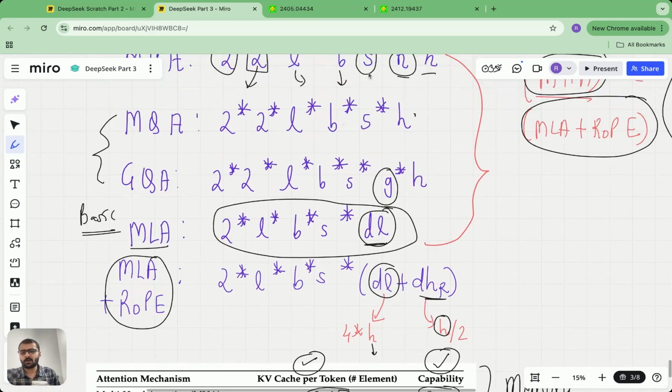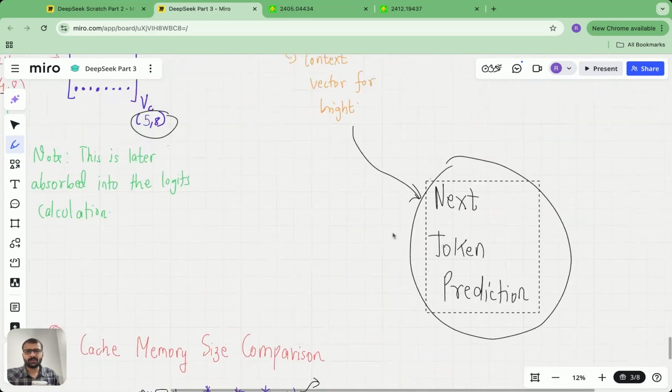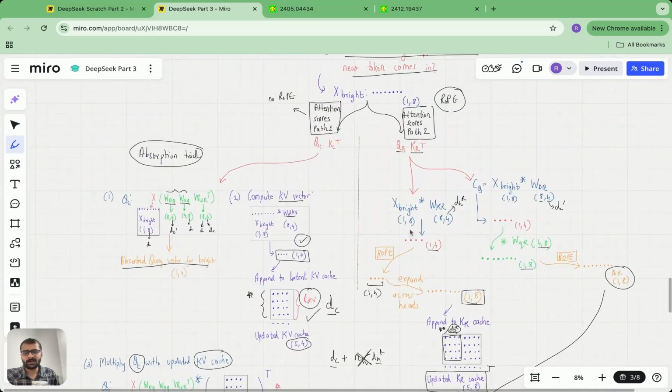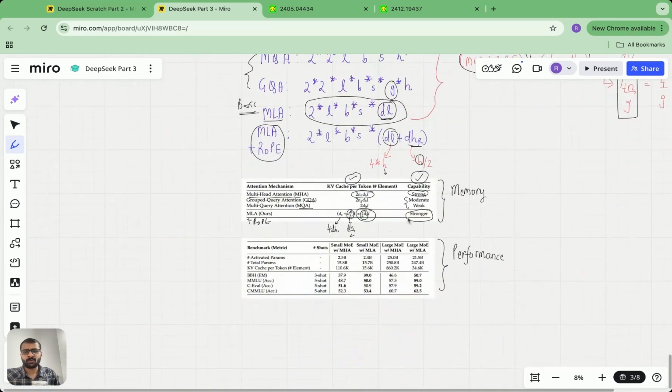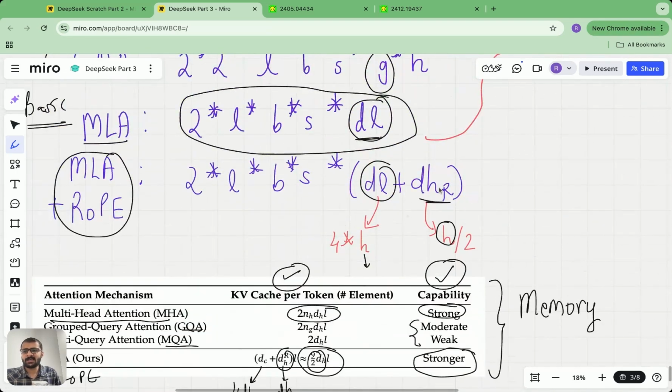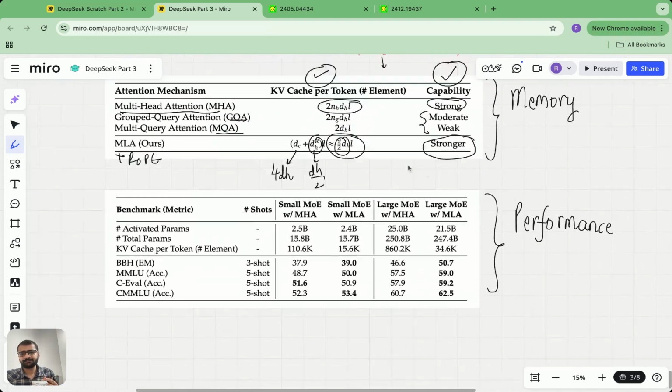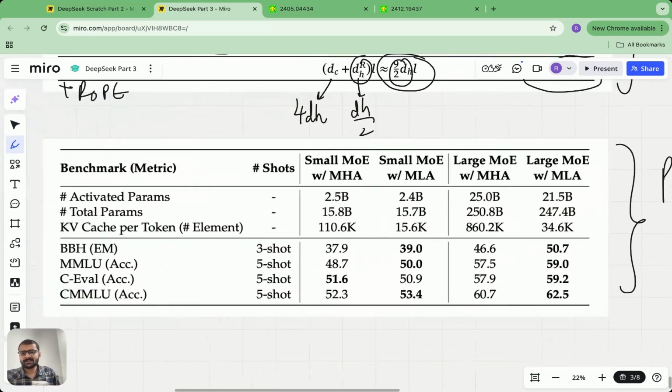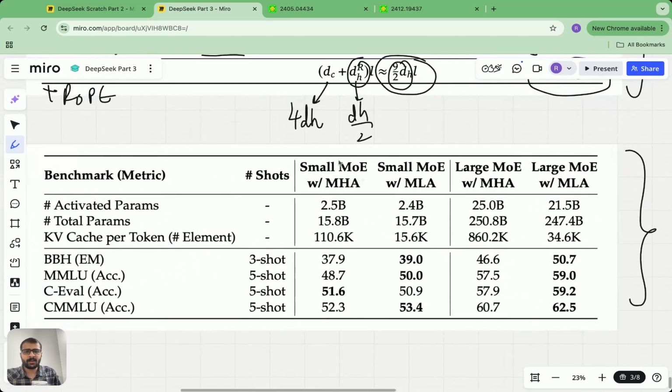I hope all these formulae make sense to you now. Once you visually understand what is happening on the whiteboard in these computations, you will know why there is DL plus DHR here, which needs to be cached. So DeepSeek had this graph where they actually compared MHA and MLA. Forget about the MOE part for now. That's the mixture of experts. We are going to come to that later. For now, just look at the MHA and MLA part.